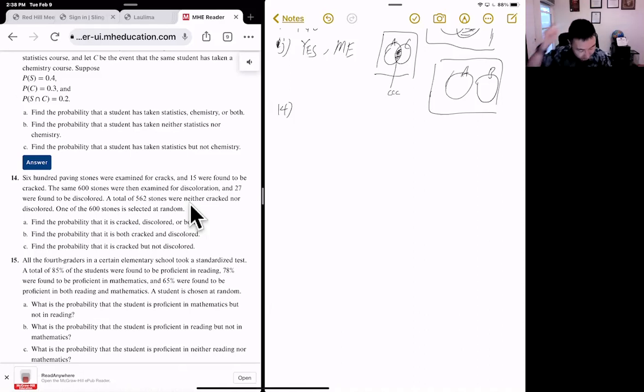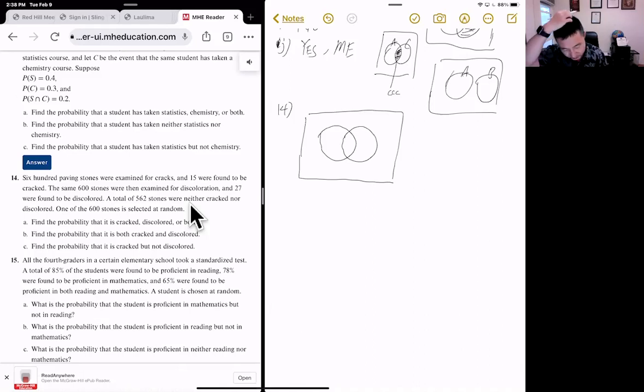So the best way to resolve this kind of problem is to draw a Venn diagram, based on the information from the question.